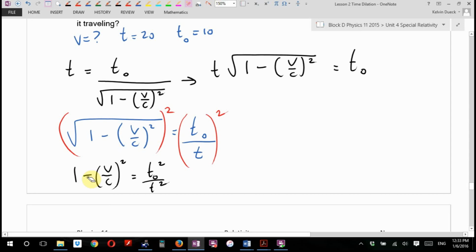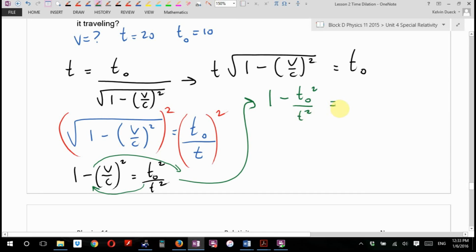A minus. Here's what I'm going to do, Matt, because I hate having a negative in front of the thing that I'm trying to find. I'm going to do 2 steps at once. Look up. I'm going to plus this to this side. At the same time, I'm going to minus this to that side. It's going to look like this. The 1 is going to drop down like a domino. I'm going to minus the t0 squared over t squared. And that's going to give me v squared over c squared.